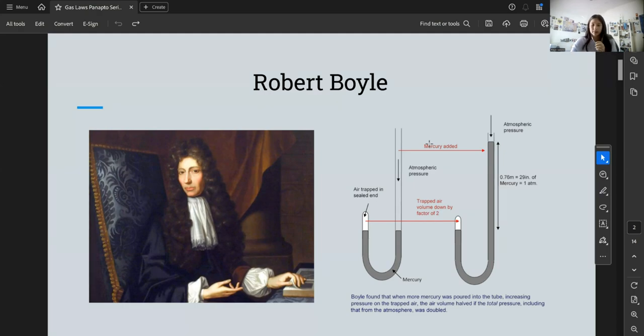So in this experiment, as you can see, he trapped air in a J-shaped tube and then added mercury to increase the pressure on the air, along with atmospheric pressure. And he found that the volume of the air in the smaller end of the tube here would decrease if pressure increased.